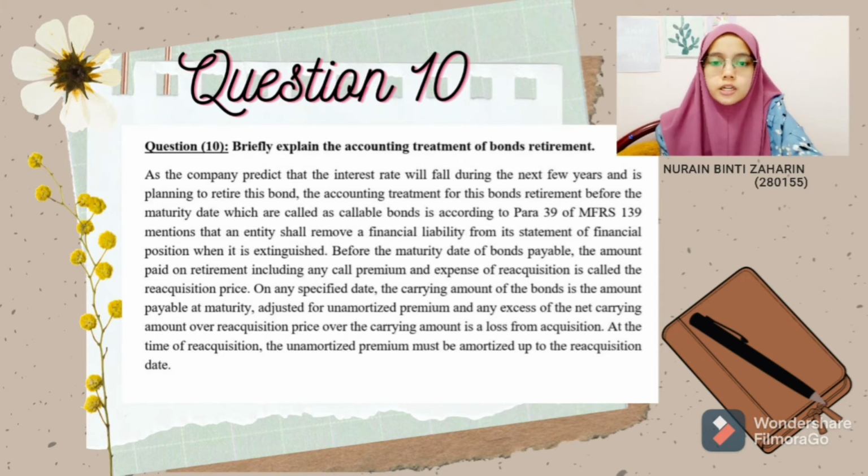Before the maturity date of bonds payable, the amount paid on retirement, including any call premium and expense of reacquisition, is called the reacquisition price. On any specific date, the carrying amount of the bonds is the amount payable at maturity, adjusted for unamortized premium, and any excess of the net carrying amount over the acquisition price over the carrying amount is a loss from acquisition. At the time of reacquisition, the unamortized premium must be amortized up to the reacquisition date. So that's all from me.